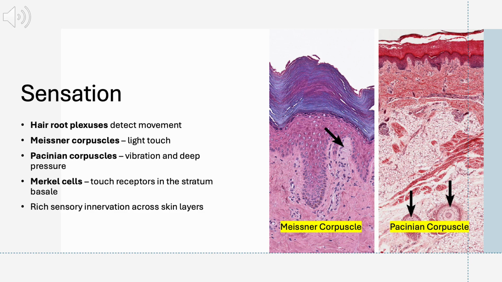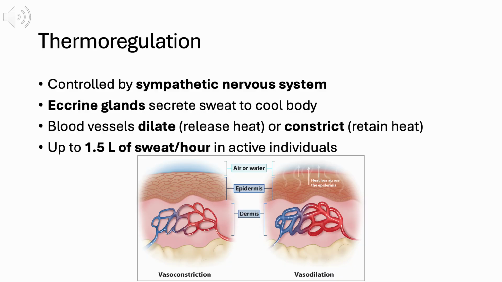These signals are quickly sent to the central nervous system, helping you respond to your surroundings, whether by swatting a bug or pulling away from a hot object. Your skin plays a central role in regulating body temperature through both sweating and vascular adjustments, coordinated by the sympathetic nervous system. When body temperature rises, eccrine sweat glands produce sweat, which evaporates and cools the skin.